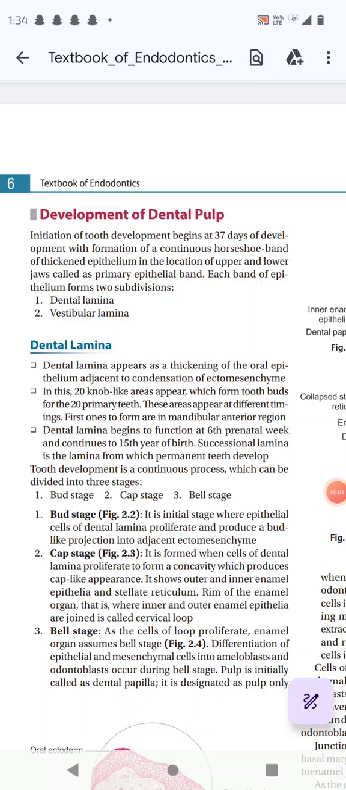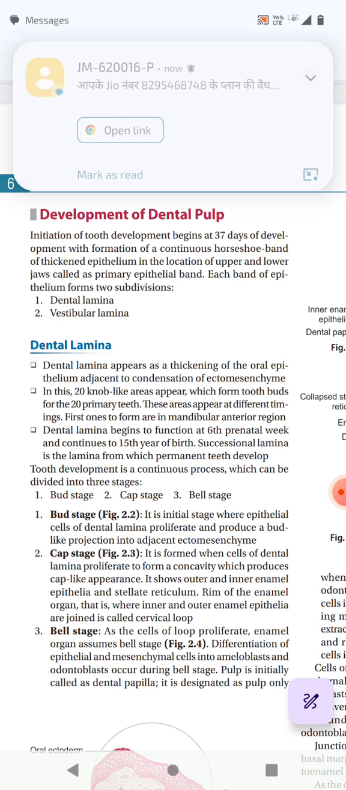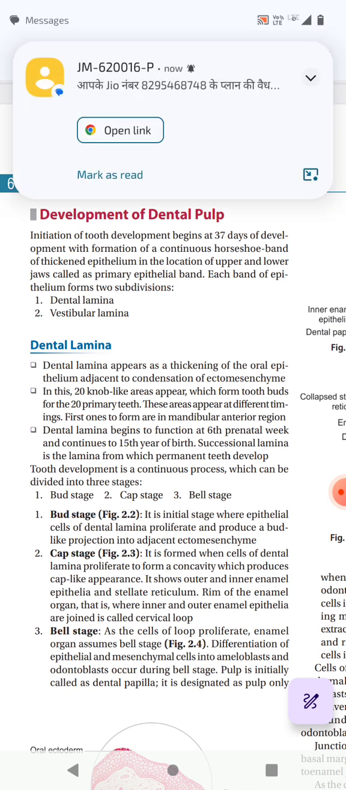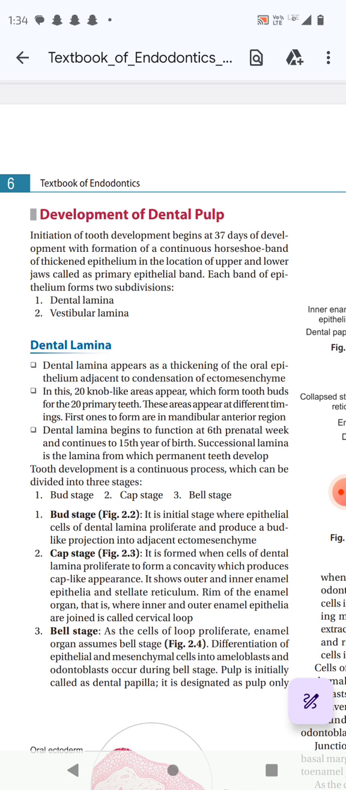The topic is on development of dental pulp. Initiation of tooth development begins at 37 days of development with formation of a continuous horseshoe band of thick epithelium in the location of the upper and lower jaw, called the primary epithelial band. Each band of epithelium has two divisions, the dental lamina and the vestibular lamina.